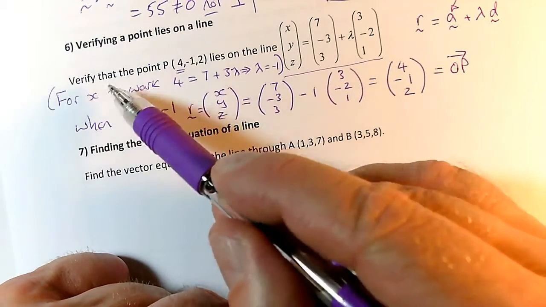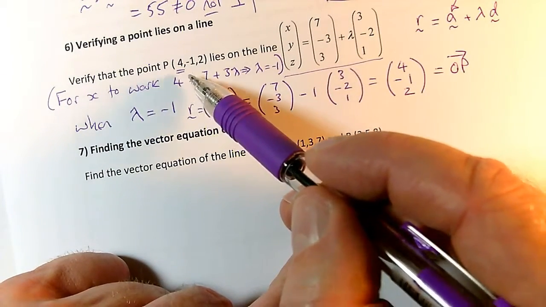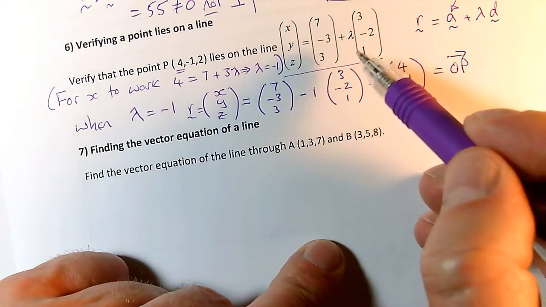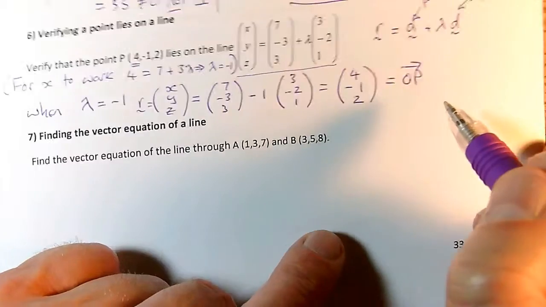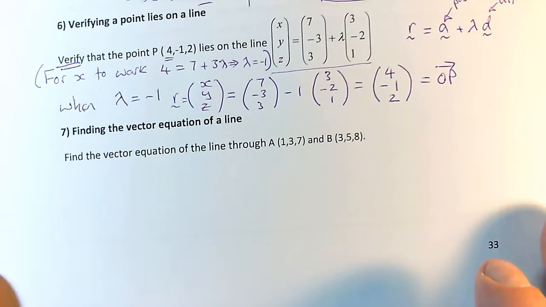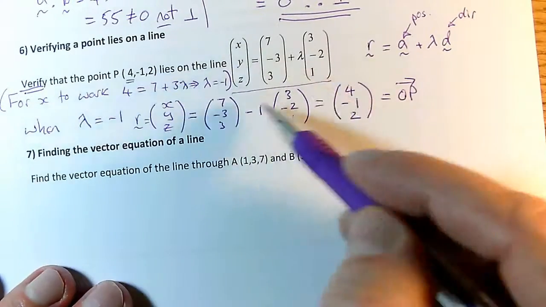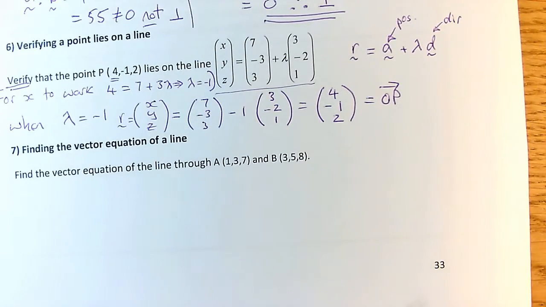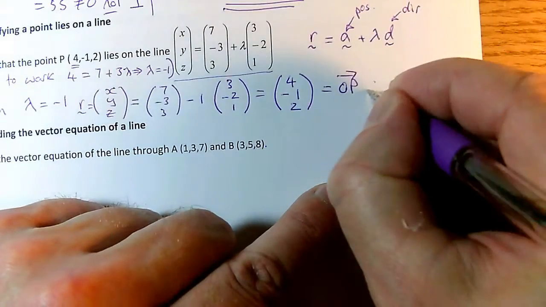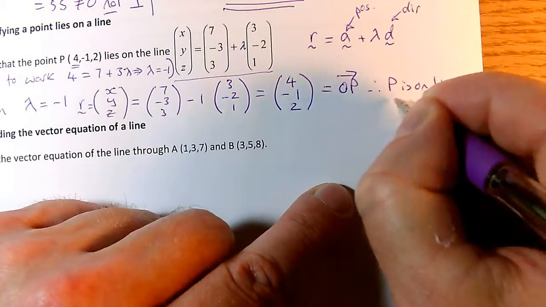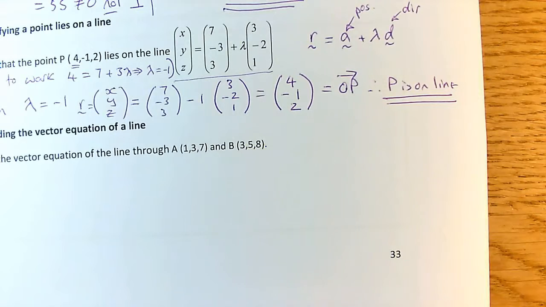So to show that a point is on a line, all you have to do is come up with a value of lambda that when you lob it into the equation of the line does actually give you that point, which is what's happened here. But I haven't finished. It's a verify, so that's not quite the same as show that, because I'm allowed to start with the equation of the line and just check a value of lambda works, but I've got to state my conclusion, okay? So therefore I have to say P is on the line, okay? And they're looking for that explanation for you to get 4 marks.